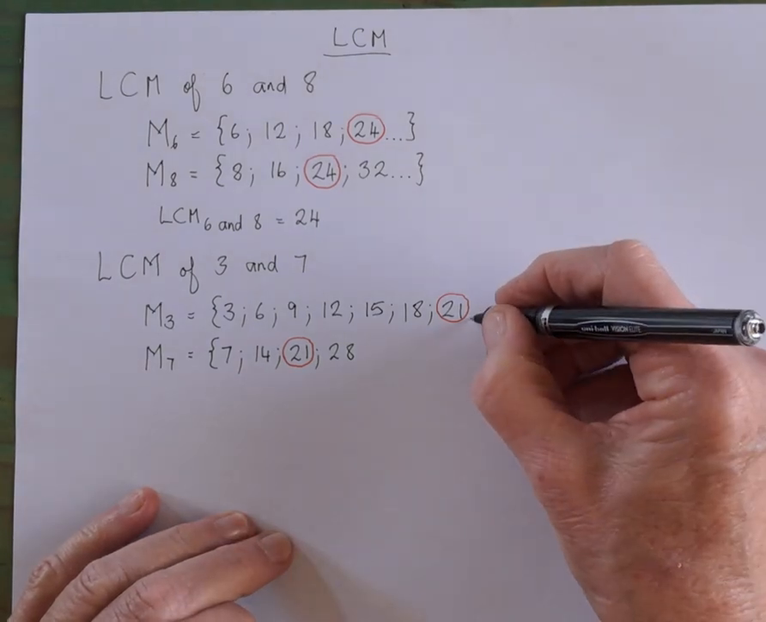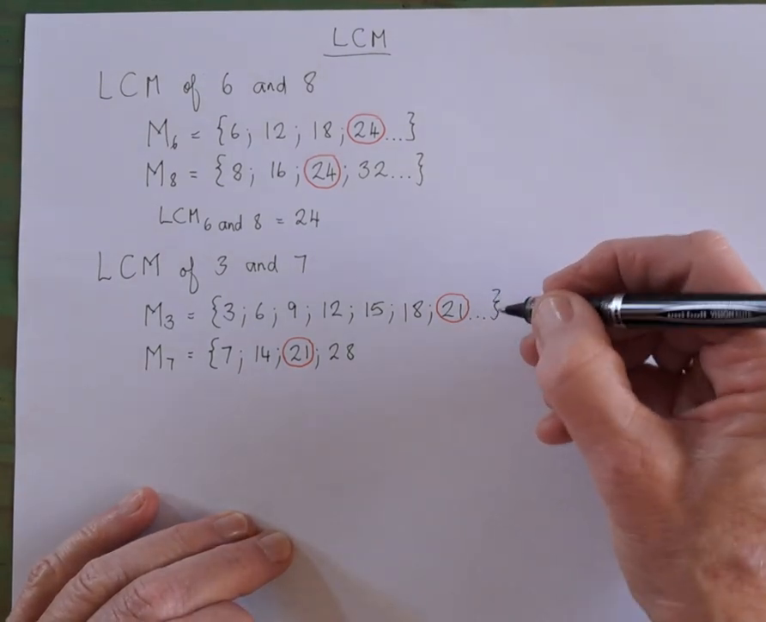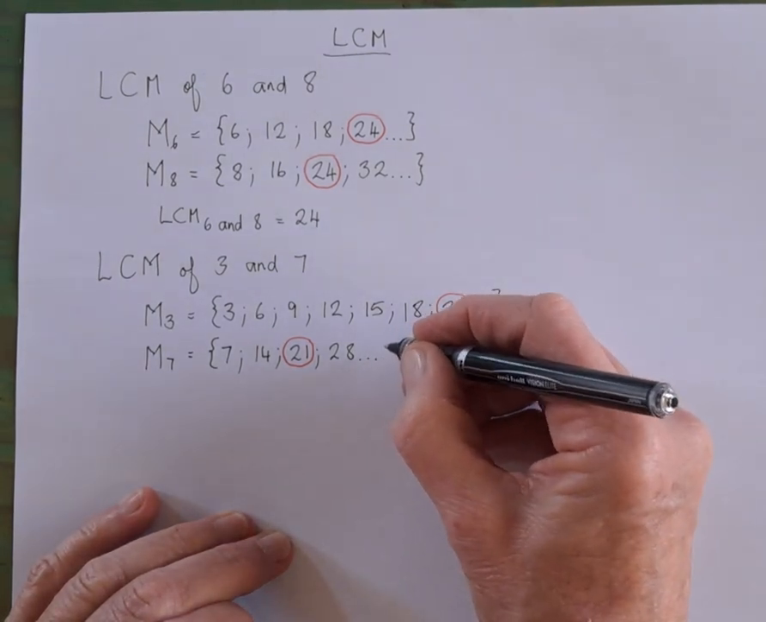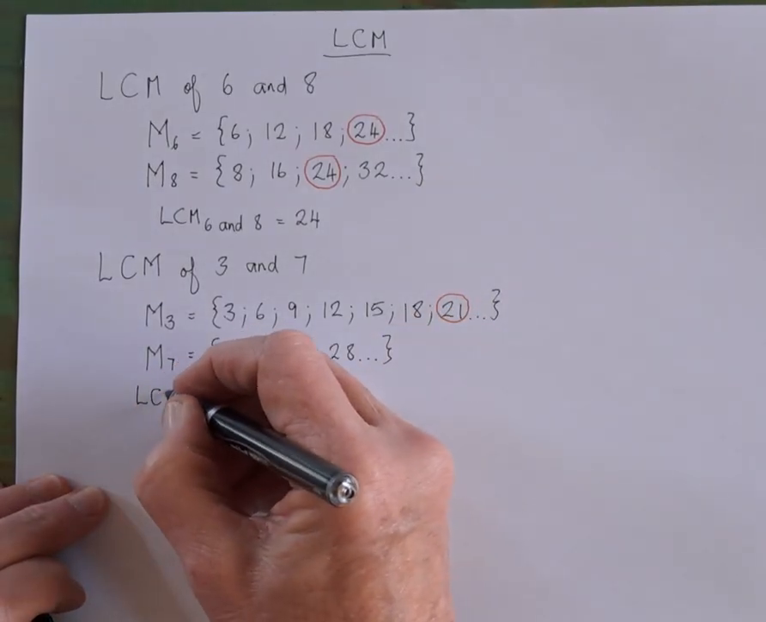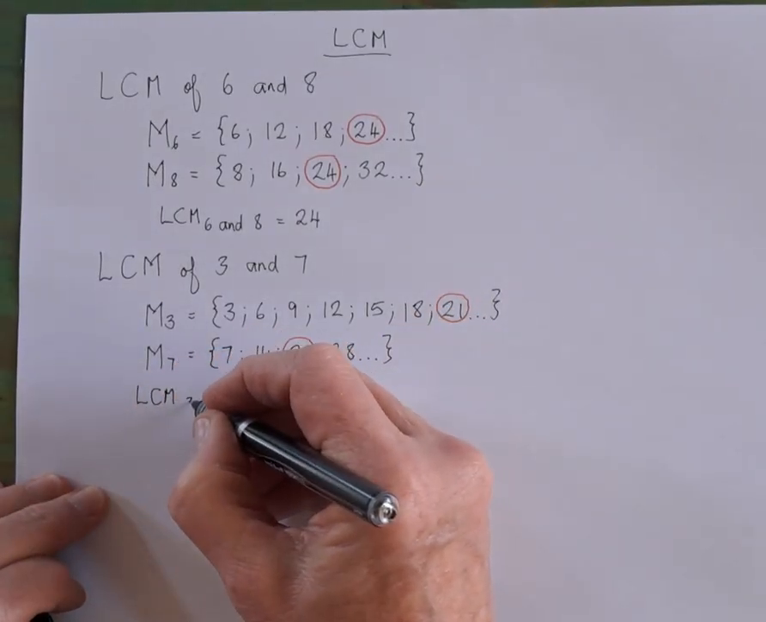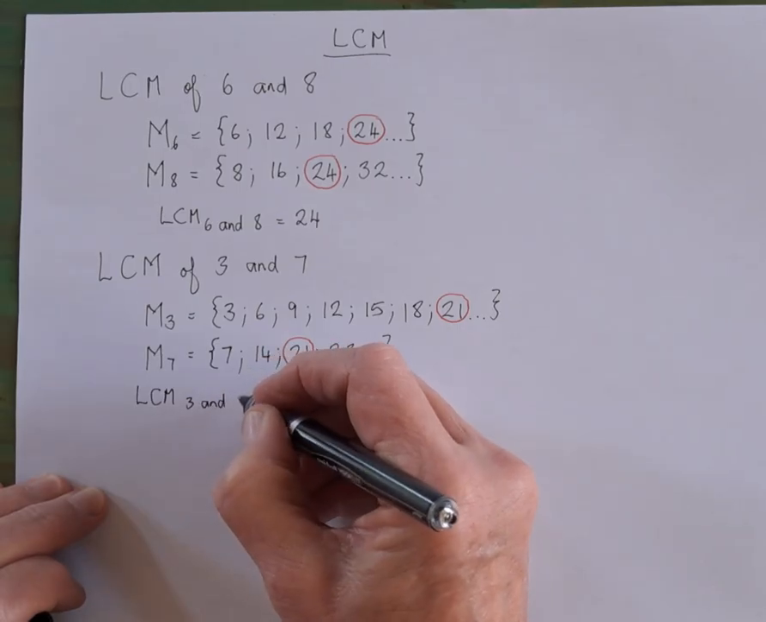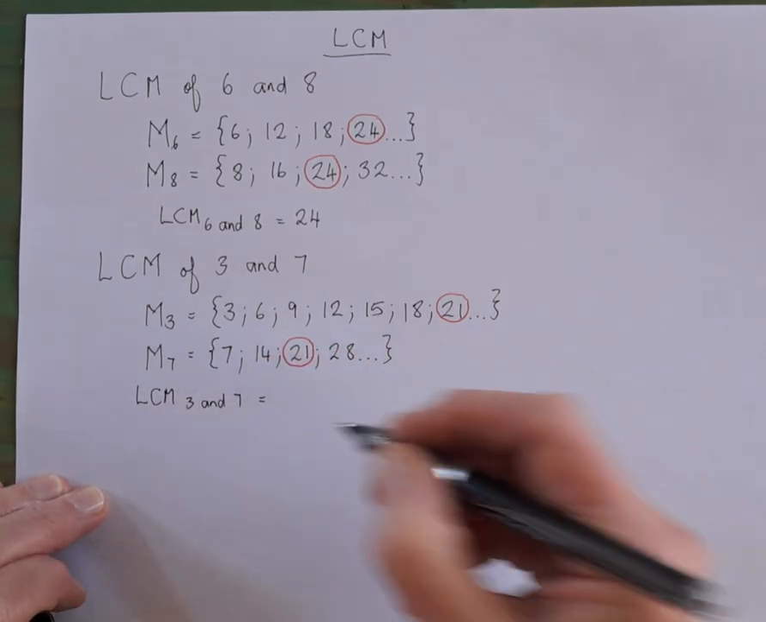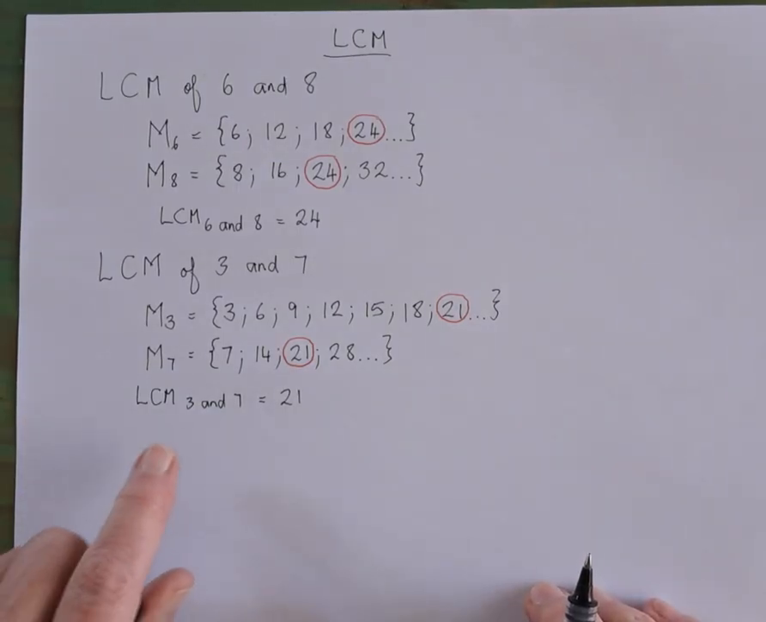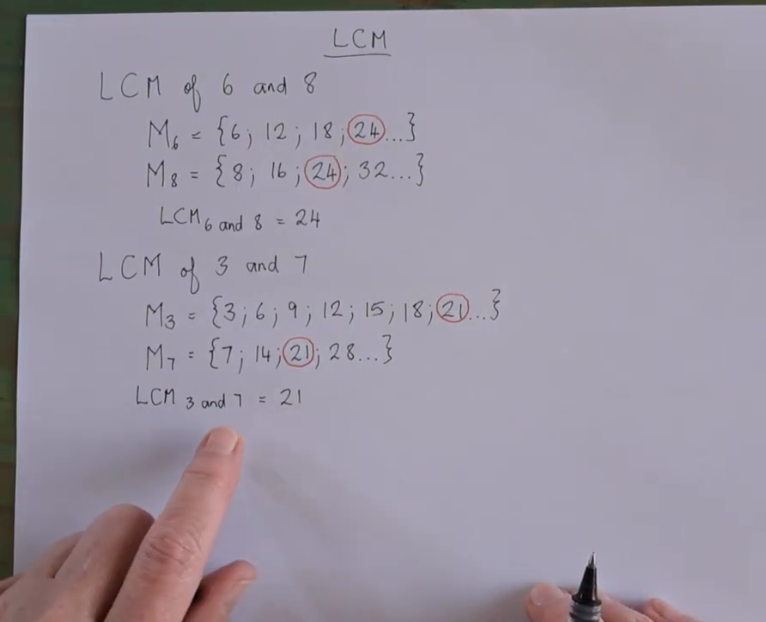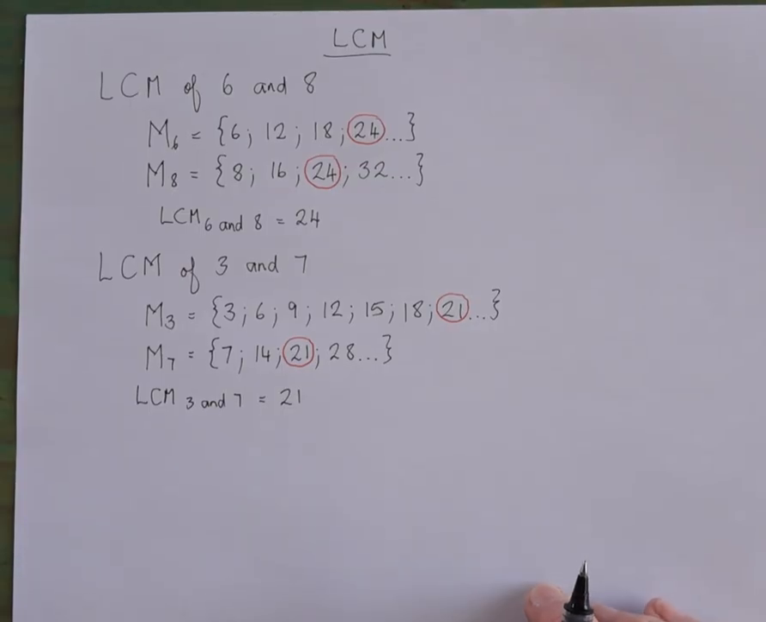Again, if we want to be technical, we can show that they go on to infinity, which means they go on forever. But we have found the LCM of 3 and 7 is equal to 21. In other words, the smallest number that 3 can divide into exactly and 7 can divide into exactly is 21.